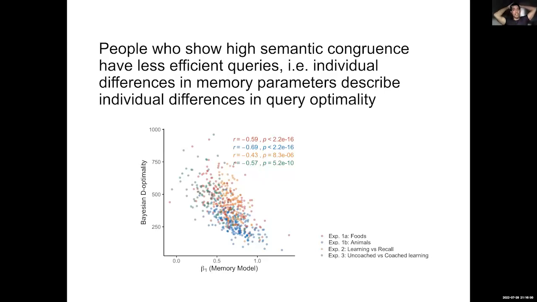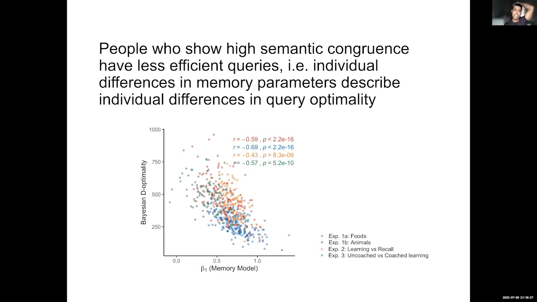This graph shows that a little bit more carefully. Each point in this graph is a subject. The x-axis tells us their best fit beta 1 value, the best fit parameter on semantic similarity as inferred from their search sequences. The y-axis gives us the d-optimality of their search set, how good of a query sequence did they generate.